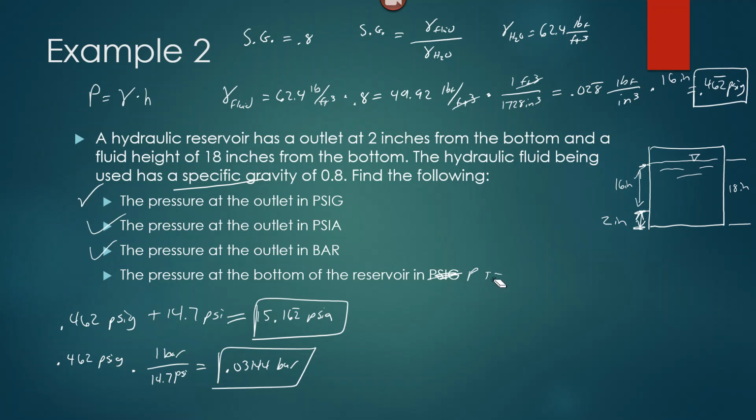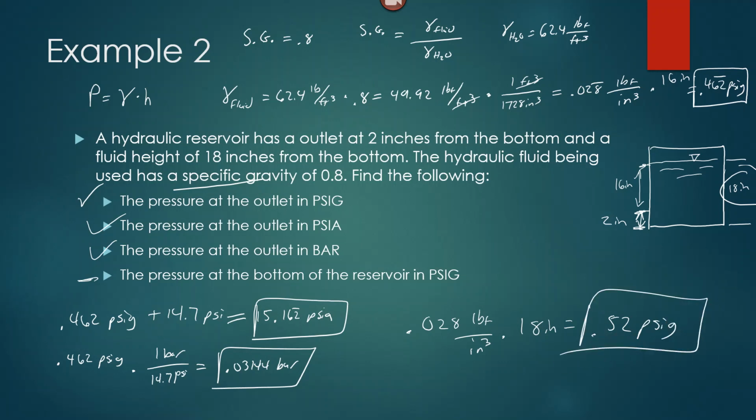Oh, that was right. I just realized, find the pressure at the bottom. So let's take this 0.028 pounds force per inches cubed and multiply that by 18 inches instead of 16, because of this right here. And that's going to give us 0.52 PSIG. Alright, that is that one done.